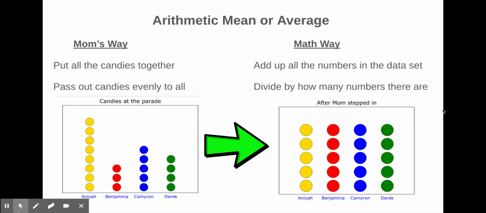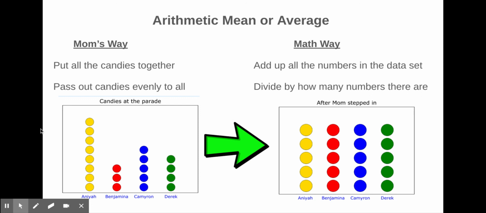You can think of an arithmetic mean or an average as what would happen if you passed out all of the items in the data set evenly among the number of items there are in the data set. So in this case, that meant that every kid in the family got the same number of candies.